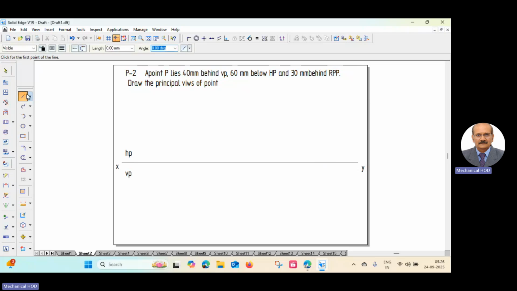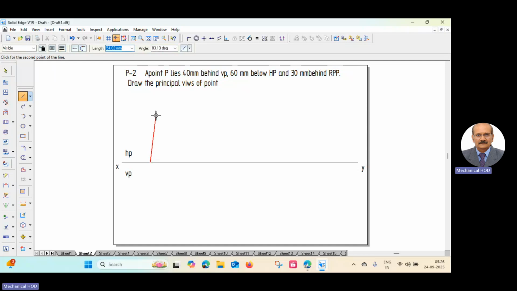Now go to the line command, select the line type as continuous and 0.13. We want to draw a very thin line, so select the minimum available width here, that is 0.13 mm. Click here, 40 mm behind VP, it appears on HP. So click the starting point, move the cursor onto this XY line. You can observe the symbol adjacent to the cursor, which tells that the cursor is on the line. Now left click on the mouse to select the first point of the line.